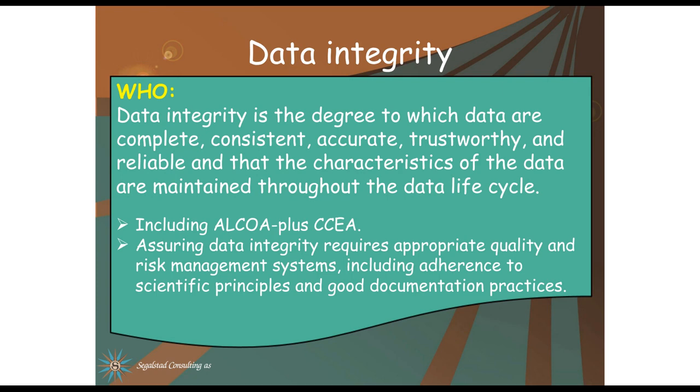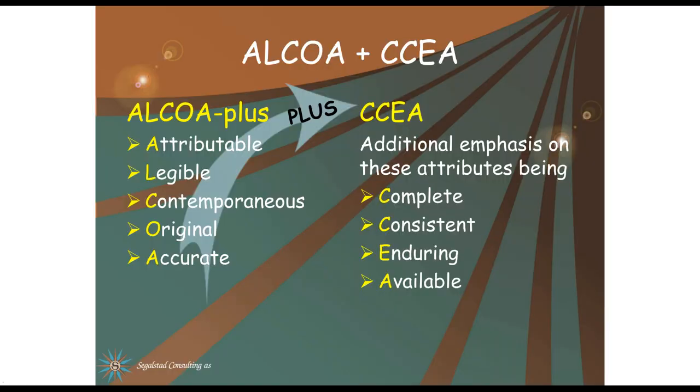Assuring data integrity requires appropriate quality and risk management systems, including adherence to scientific principles and good documentation practice. Well, we see that this includes some cryptic letters, ALCOA-plus CCEA. So what do those mean? ALCOA-plus is the acronym that covers the data integrity and what that is all about. It's frequently written as ALCOA-plus with a plus sign, and the plus includes the CCEA. So what are these letters all about?